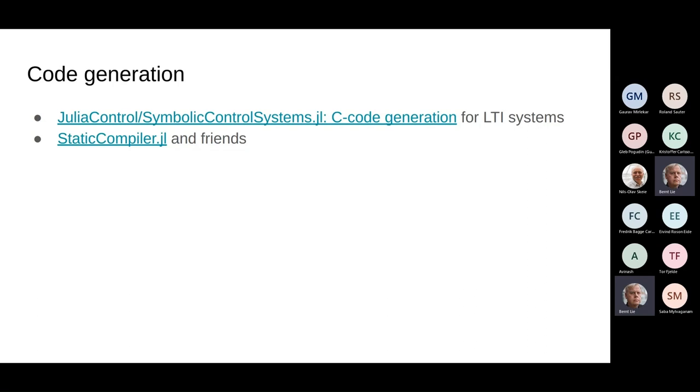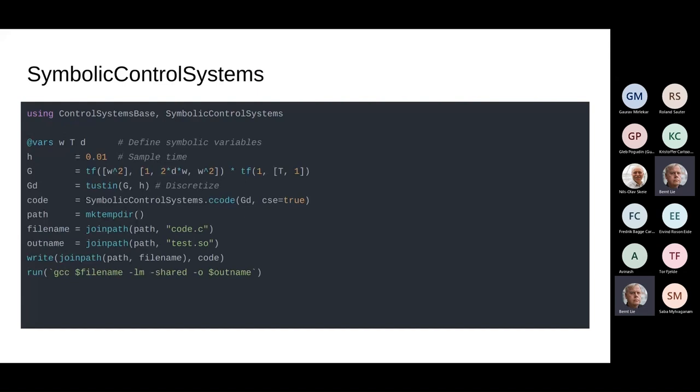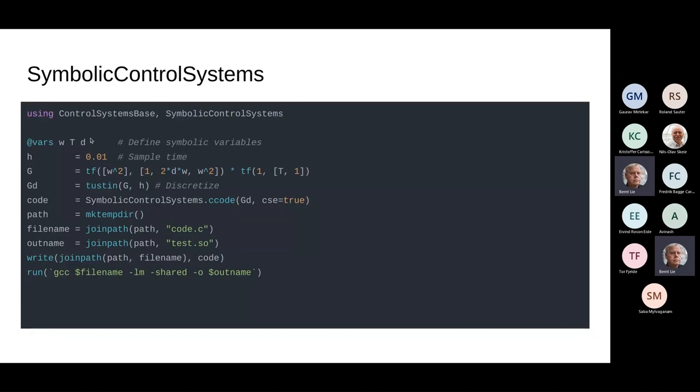So if we want to write C code for a linear system, we can do that. Here I have a small demo. We load the ControlSystems and SymbolicControlSystems packages. I define a bunch of symbols, w, T, and d. And then I create a transfer function with these symbols. This is just the standard tf command we saw before. I discretize that using the Tustin method, and then I call this function c_code. That just spits out a string with the C code, and I can compile that using GCC or something like that.